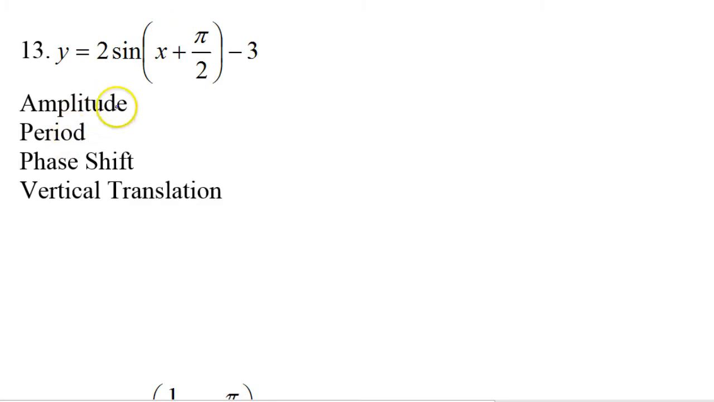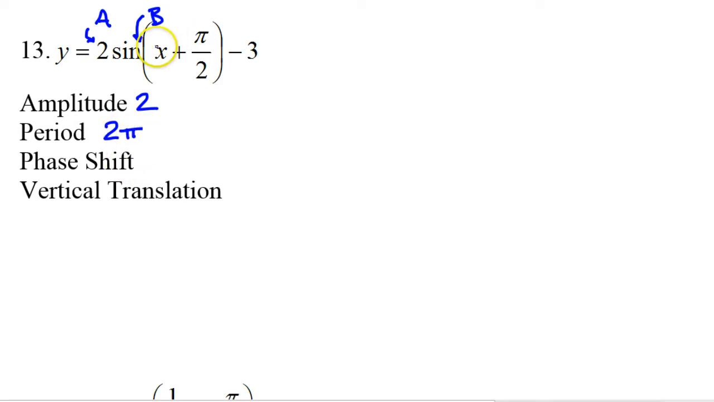Alright, number 13. The A value is right here, so the amplitude is going to be 2. The B value would be right here, but there is no value there. So that means the period is just going to be 2 pi, like normal.